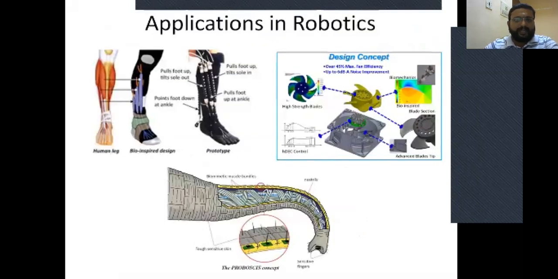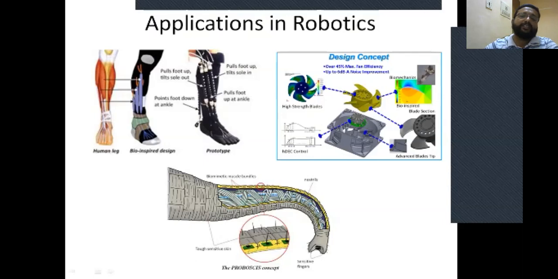Now, applications in robotics. What are the functional applications? That is very, very important. On the left side, you can see a human leg, and how the muscles and tendons are structured. Within your leg, this is how the muscles, bones, ligaments and joints are arranged. This is the structure. Similar to that is the bio-inspired design.